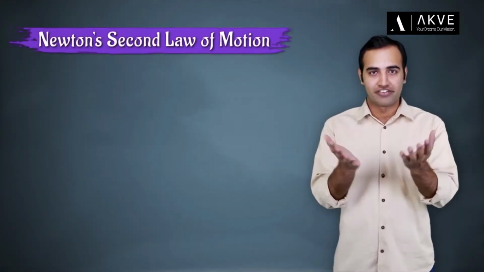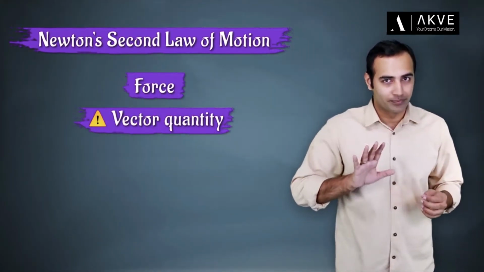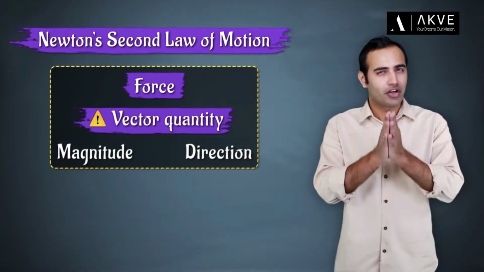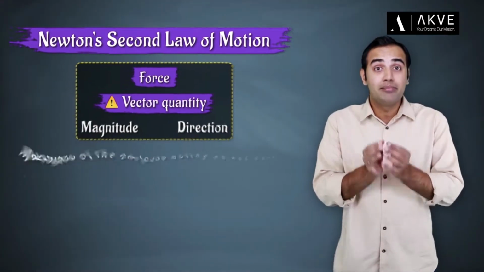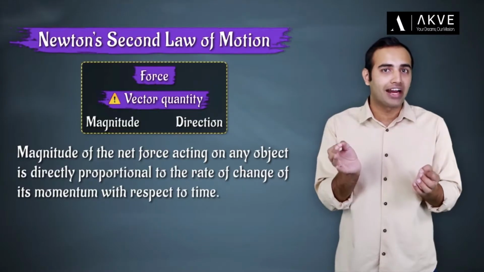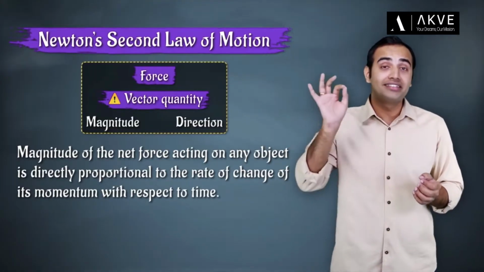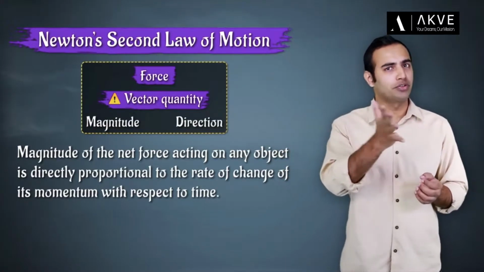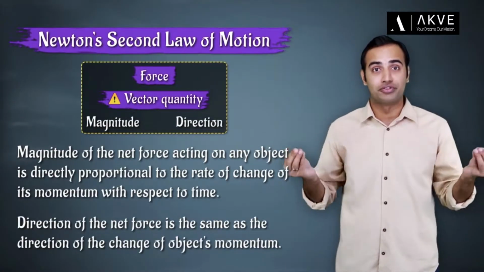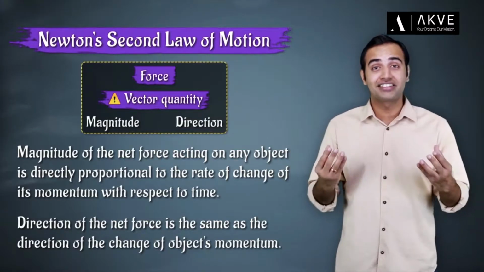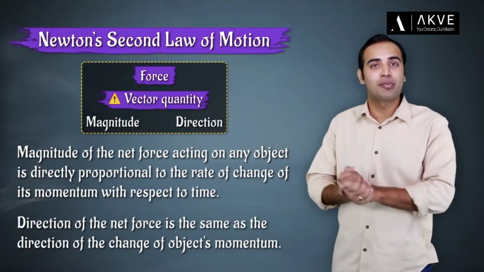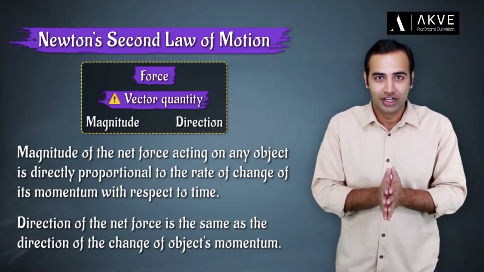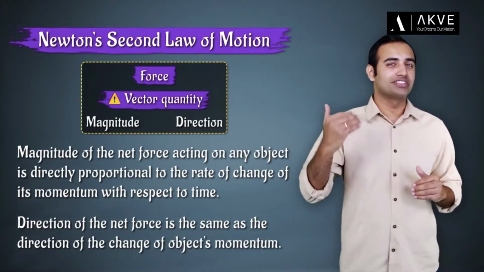So, as you are already aware, force is a vector quantity, which means force has both a magnitude and a direction. Now, according to Newton's second law, the magnitude of net force acting on any object is directly proportional to the change of its momentum with respect to time. And the direction of that force is the same as the direction of the change of the object's momentum. Now I know that's a lot of words to take in the first go, so let me break it down and go step by step.